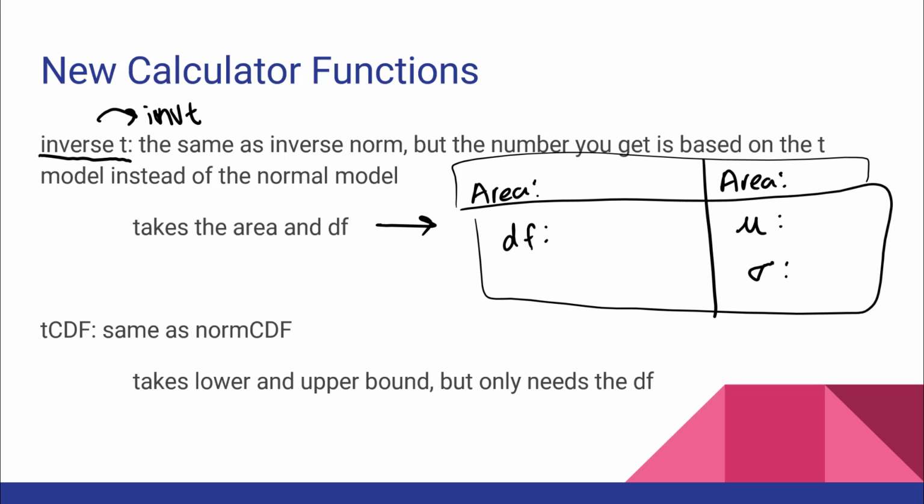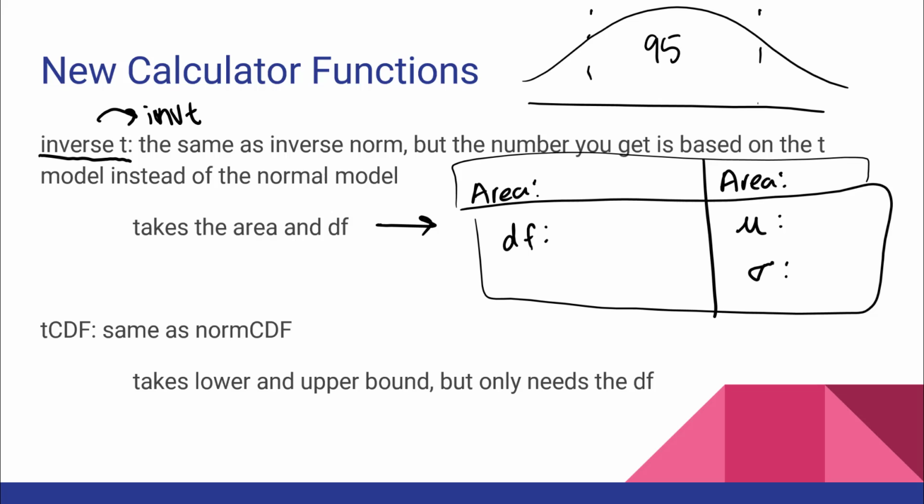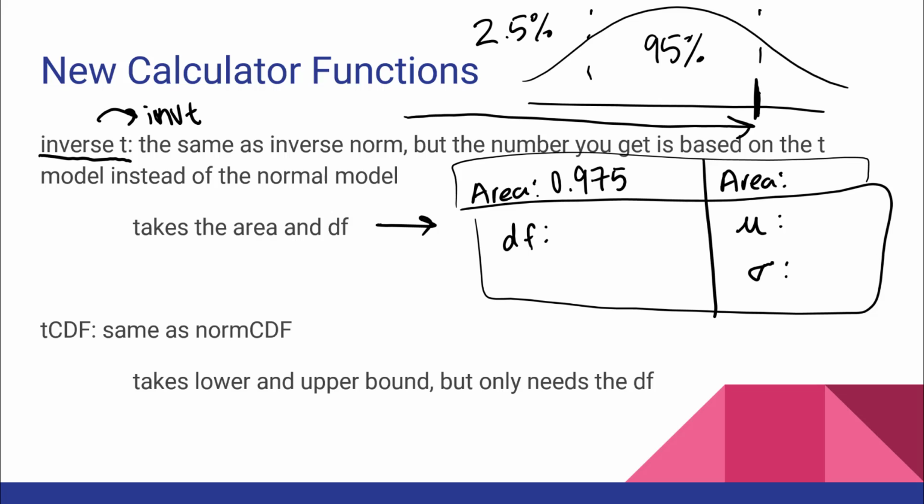So if you wanted to get a 95% confidence interval for a t model, that means that you want 95% in the middle, and you still want this number over here. So you would want everything from negative infinity up to this wall, meaning that you have to add on the extra 2.5% here. Because still, the t model is also perfectly symmetric. So the area you would put into the calculator for your invT function is 0.975, and all you need to put in is your degrees of freedom. So if we have 10 degrees of freedom, then you would just put in 10, and then you would get back out some t-critical value.